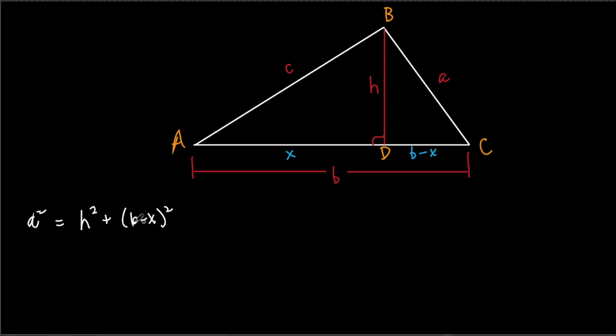It's Pythagorean theorem, okay? Now, what we're going to eventually get, I'll just leave out some of the steps. But if you multiplied all that through, you would get b squared minus 2bx plus x squared plus h squared. Okay?